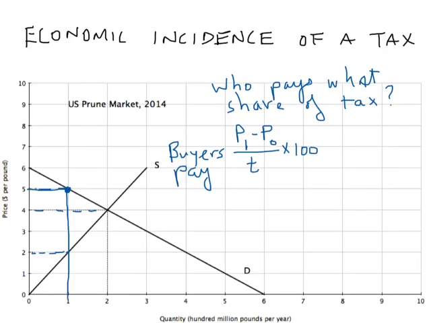And here we notice that price was 4, it went up to 5, so P1 minus P0 is 1, and the size of the tax was 3. So 1/3 is the share of the tax in proportionate terms. We multiply that by 100 to get the answer that buyers pay 33.33333% of the tax.